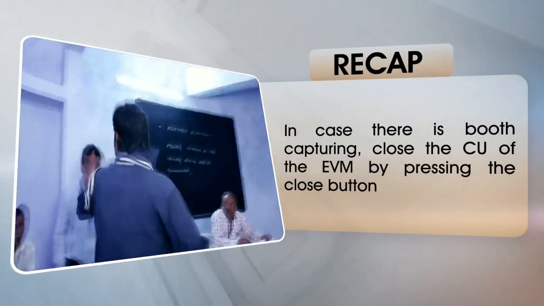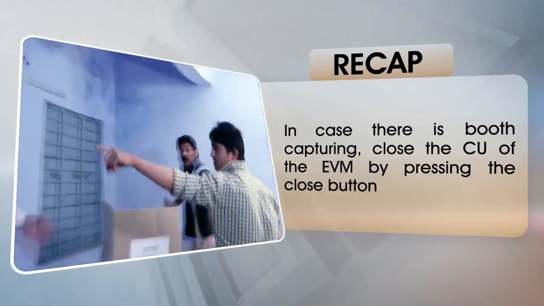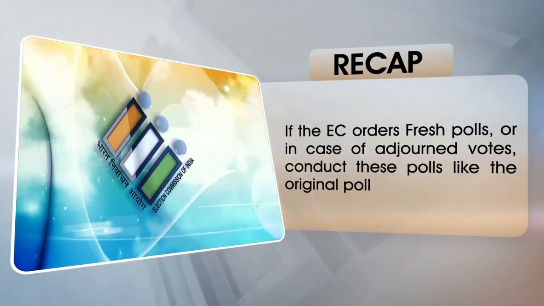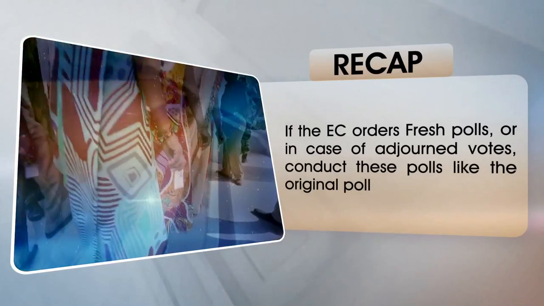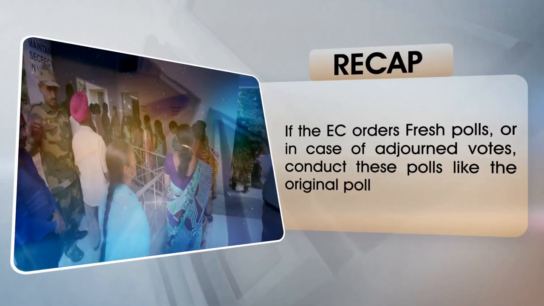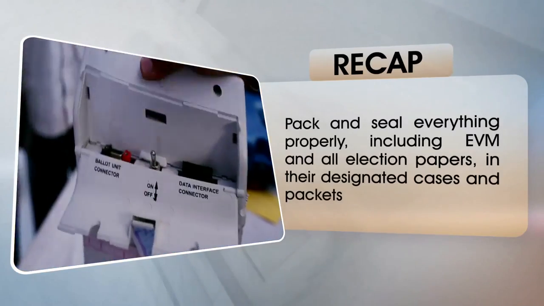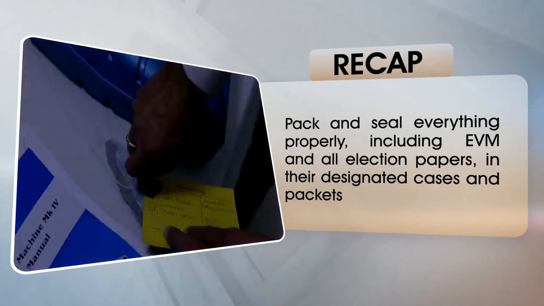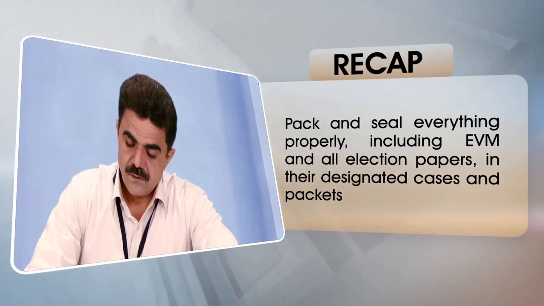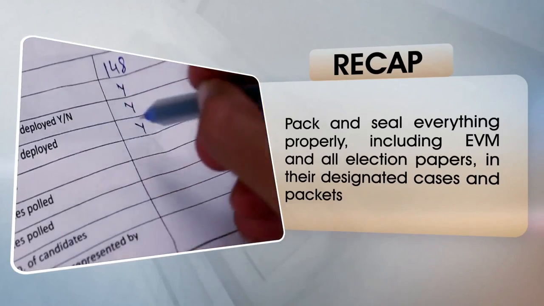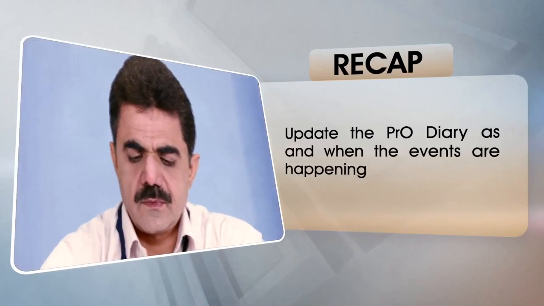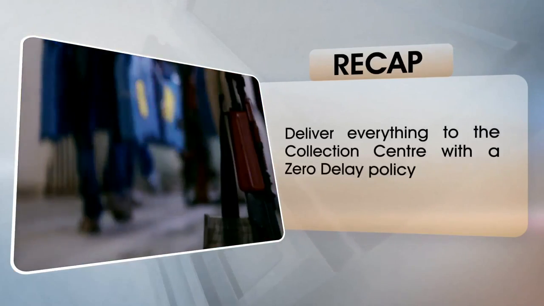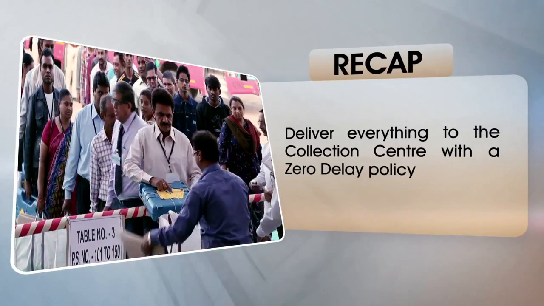In case of major discrepancies or natural disasters, the PRO can adjourn the vote. In case there is booth capturing, close the CU of the EVM by pressing the close button. If the EC orders fresh polls, or in case of adjourned votes, conduct these polls like the original poll. Pack and seal everything properly, including EVM and all election papers in their designated cases and packets. Update the PRO diary as and when the events are happening. Deliver everything to the collection center with the zero delay policy.